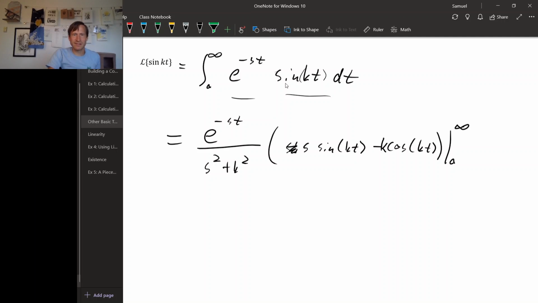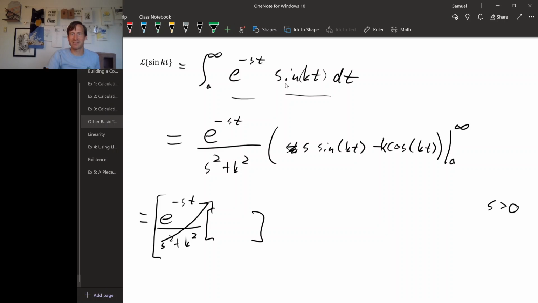Okay, so let's simplify this. So e to the minus st over s squared plus k squared. When we take the limit as t goes to plus infinity, first of all, for this exponential to not blow up to infinity, we need s to be positive, so that's no huge surprise. And when that happens, this goes to 0. So, right, it doesn't matter what's in the brackets because this thing in front is going to 0.